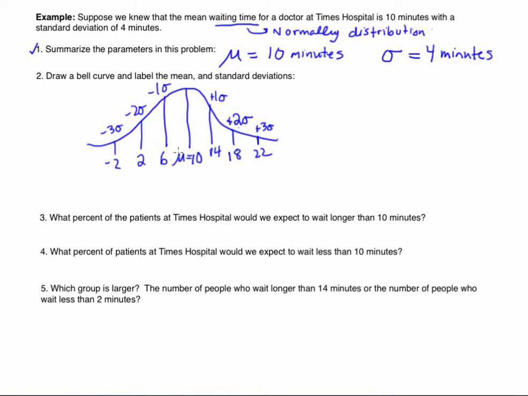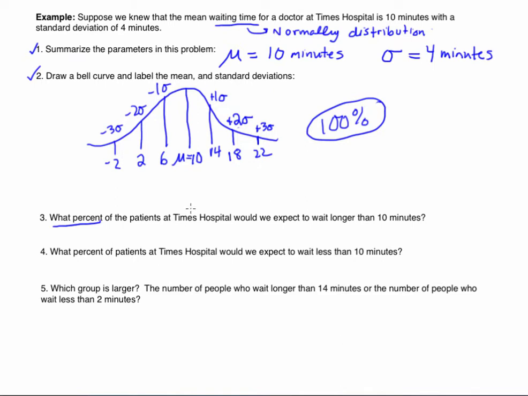And what we want to be able to do is describe the probability, or in this case, talk about the percentages. So we know that the area under this whole curve is equal to 100%. It accounts for 100% of all the observations. What I want to know for number 3 here, now that we just drew the bell curve and labeled the mean and standard deviations, is what percent of patients at Times Hospital would we expect to wait longer than 10 minutes? When you're asked to find a percent, what you're looking for is the area under the bell curve.